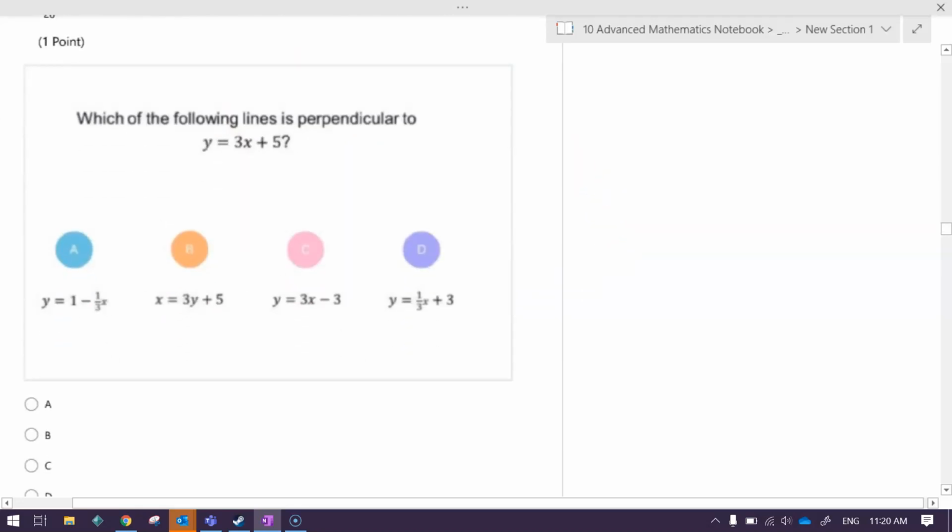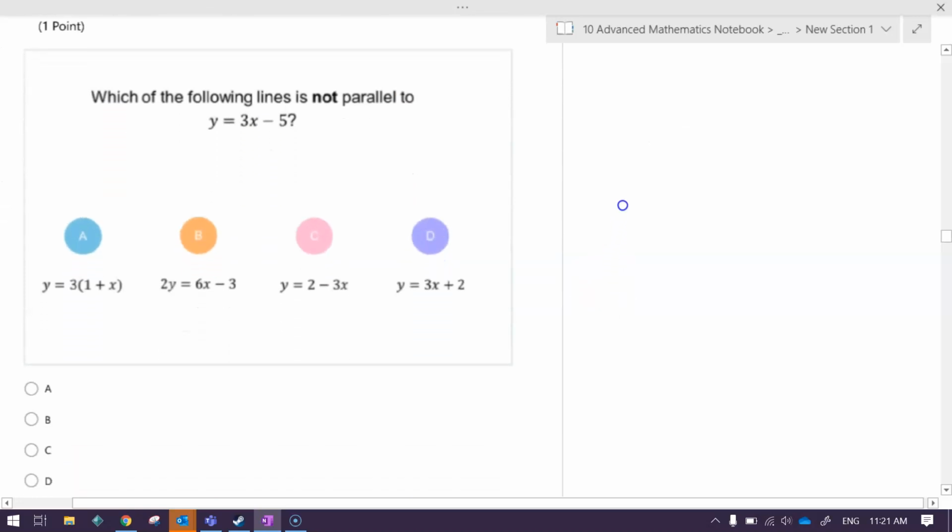Flying through these. Which of the following lines is perpendicular? Perpendicular gradient. The second gradient, if it's perpendicular to the first one, is the negative reciprocal of the first gradient, or the product of the two gradients equals negative 1 for perpendicular lines. If this one is 3, I'm looking for a gradient, the negative reciprocal of 3, negative 1 over 3. Which one of these has a gradient of negative 1/3? A.